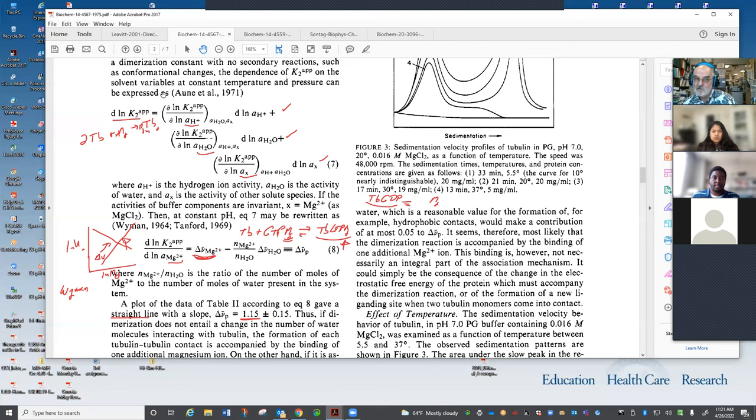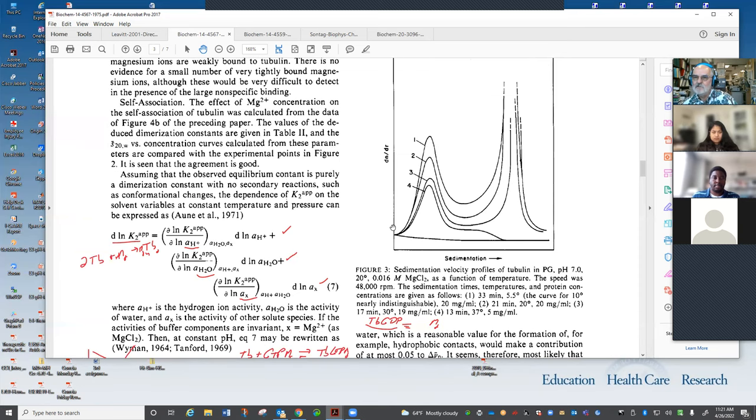Write out a total derivative and ask, how does the equilibrium constant change with the ligand? They then looked at temperature. And so this is a plot of temperature data. I think the one is 5 degrees, 2 is 10 degrees, 3 is 30 degrees, and 4 is 37 degrees. And so I think what you can see is as you raise the temperature, the oligomer goes away. Okay, so there's a temperature dependence to the oligomer formation.